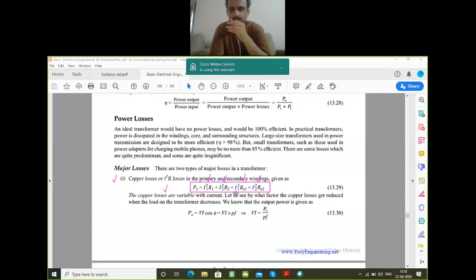So if you connect a load, what happens to the losses? If you connect a load at the secondary, copper loss will decrease. How will it decrease? All that we will see now. You have another formula for the output power P naught. Output power is given as P naught equal to VI cos phi, that is VI into power factor, so VI is equal to P naught by power factor. What is all this? We will see this now.